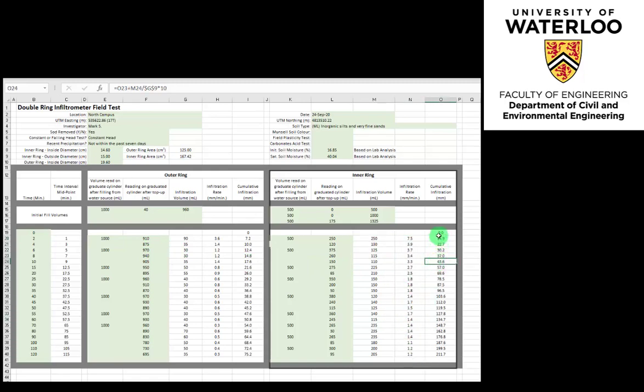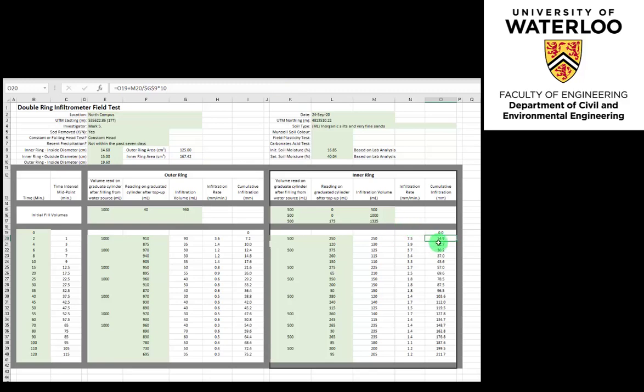The cumulative infiltration, column O, is the sequential sum of the infiltration per unit area observed values over the duration of the study. This is merely the infiltration volume at any given observation time, column M, divided by the inner ring area and multiplied by a factor of 10 to convert the value to millimeters. The calculated value is then added to the preceding value, with the initial value of the series beginning at 0 millimeters of infiltration as shown here.